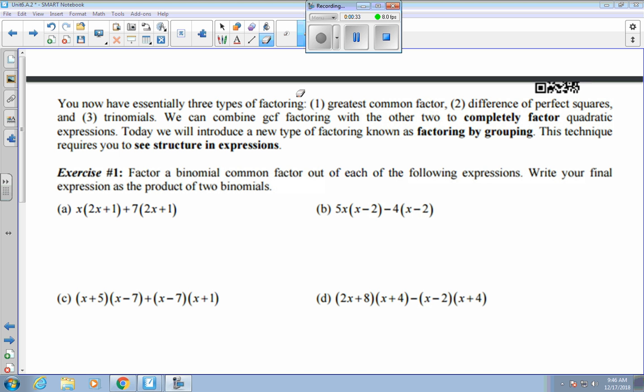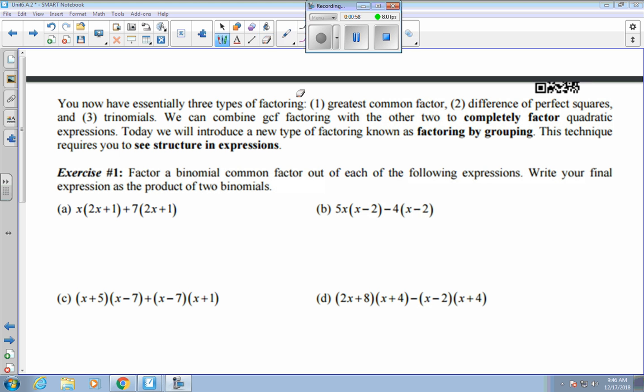The method that we're going to see today is very similar to arcing. So if you need some review on arcing, go back and watch the previous lesson. Exercise 1. Factor a binomial common factor out of each of the following expressions. Write your final answer as an expression of the product of 2 binomials.